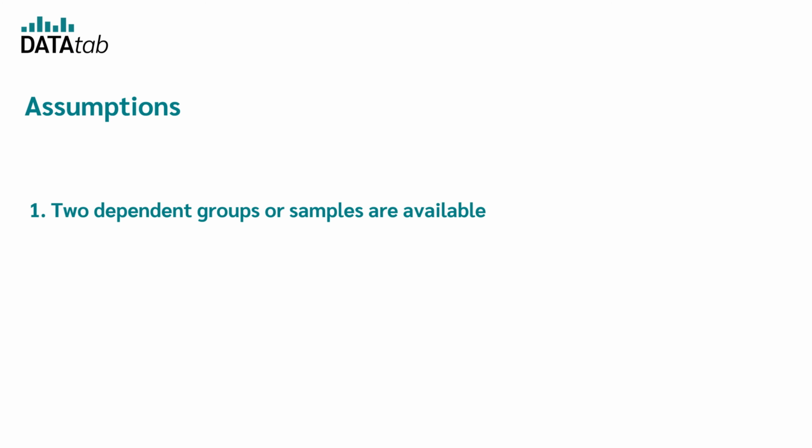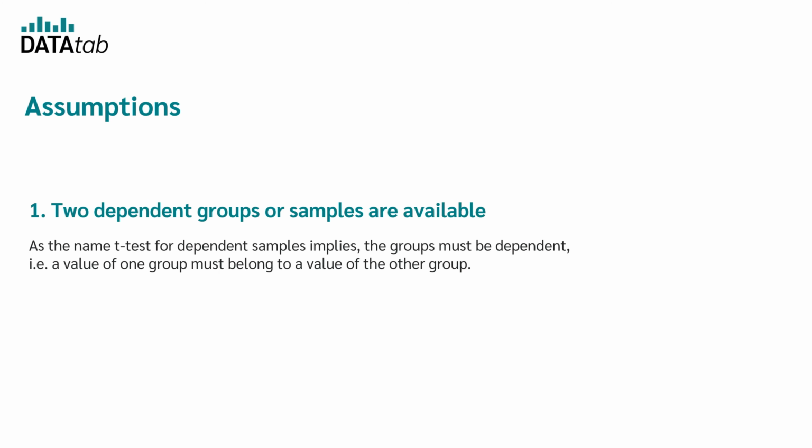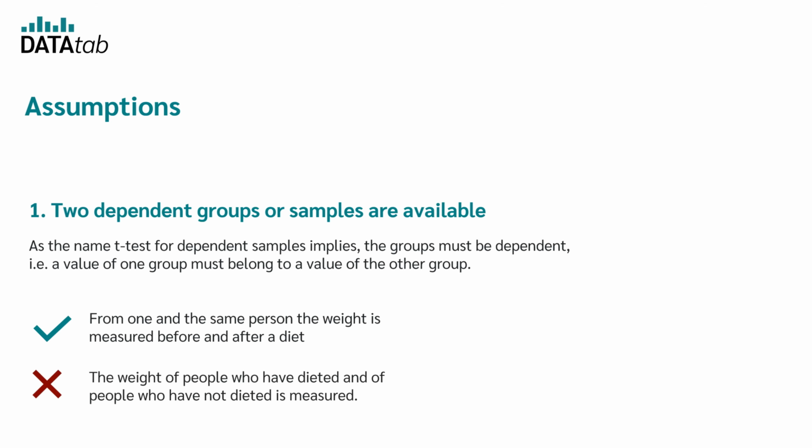There are two dependent groups or samples. As the name t-test for dependent sample suggests, the groups must be dependent. For example, a value of one group must belong to a value of the other group. The condition is fulfilled, for example, if the weight of one and the same person is measured before and after a diet program. However, it's not fulfilled if the weight is measured from persons who have dieted and from other persons who have not dieted, and the persons are not related to each other.